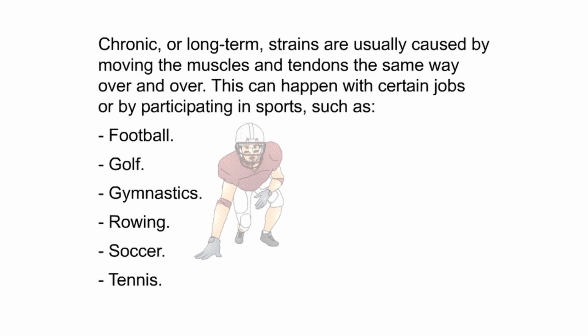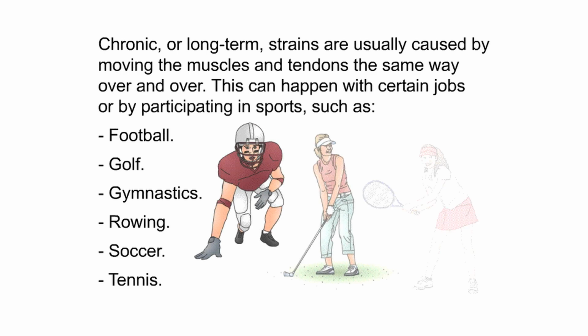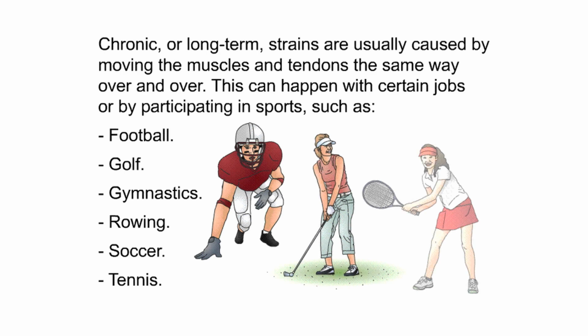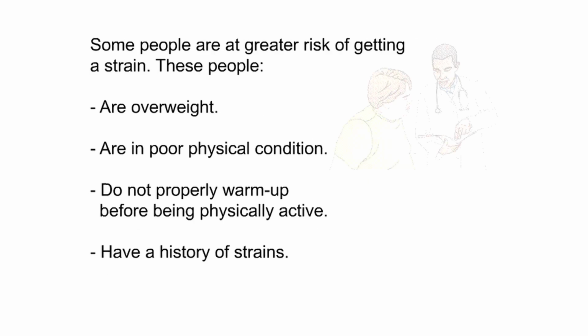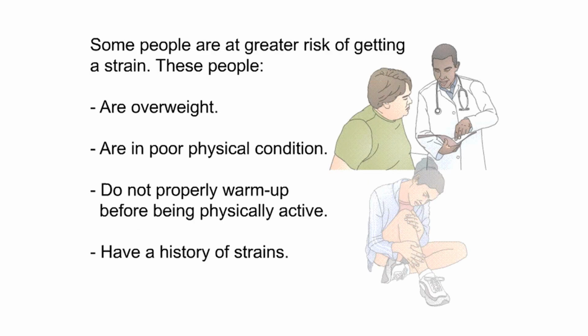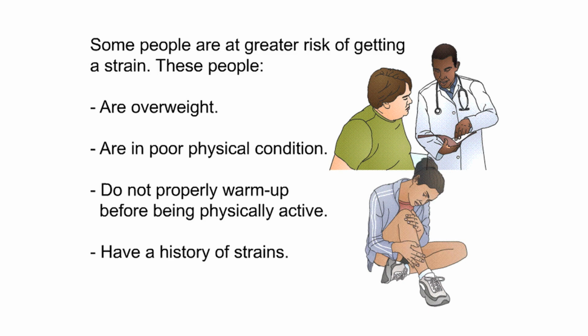Chronic or long-term strains are usually caused by moving the muscles and tendons the same way over and over. This can happen with certain jobs or by participating in sports, such as football, golf, gymnastics, rowing, soccer, tennis. Some people are at a greater risk of getting a strain. These people are overweight, are in poor physical condition, do not properly warm up before being physically active, have a history of strains.